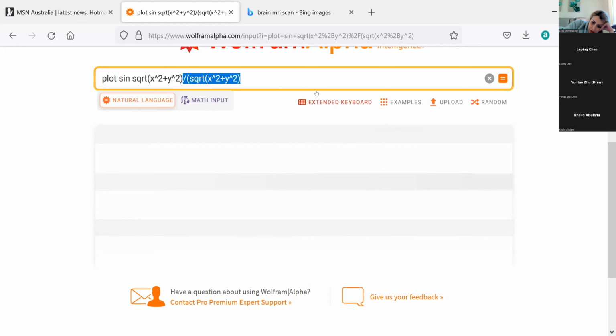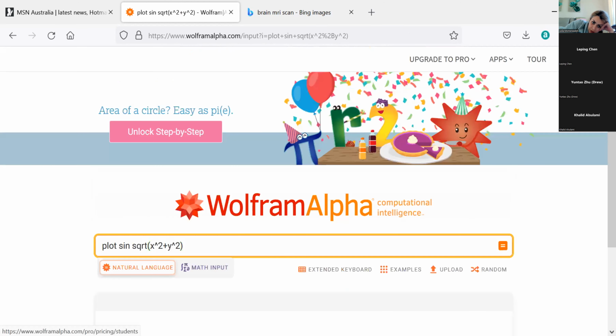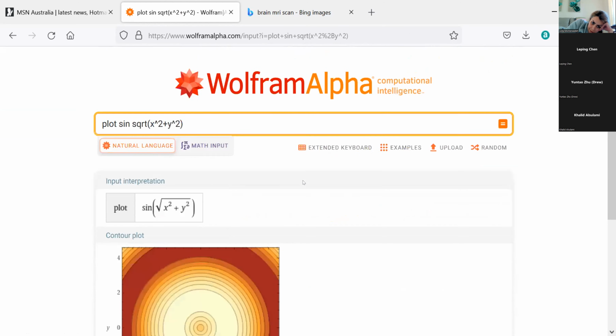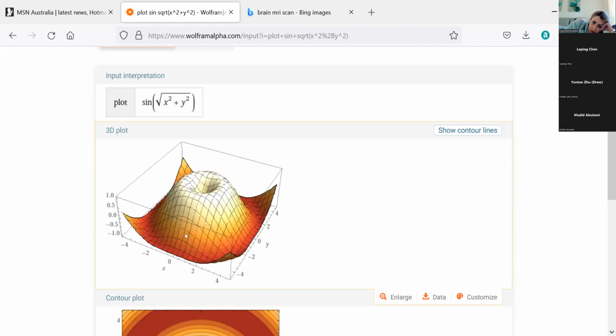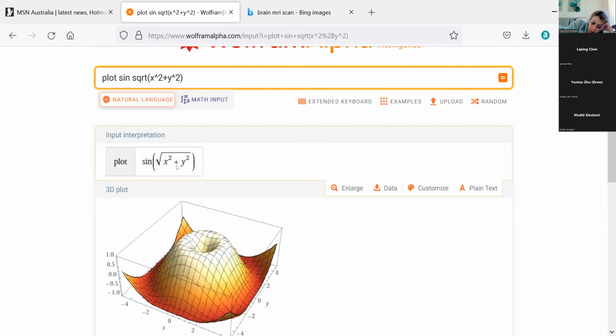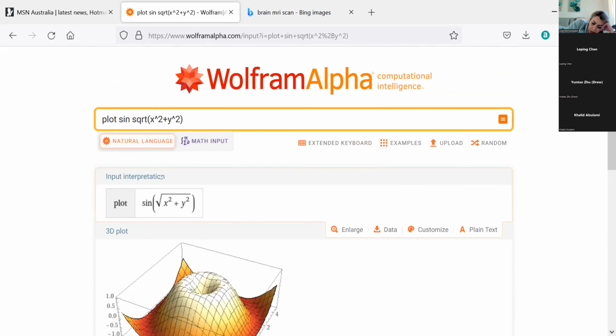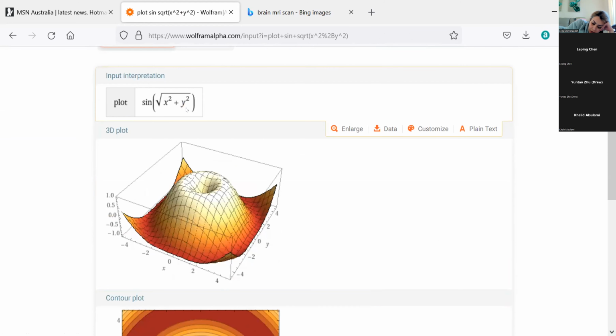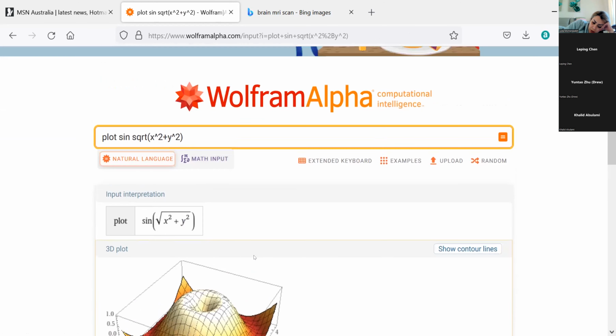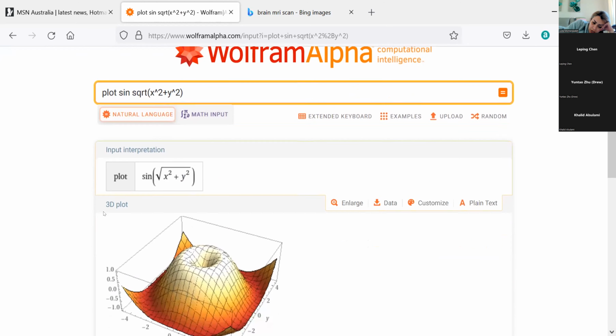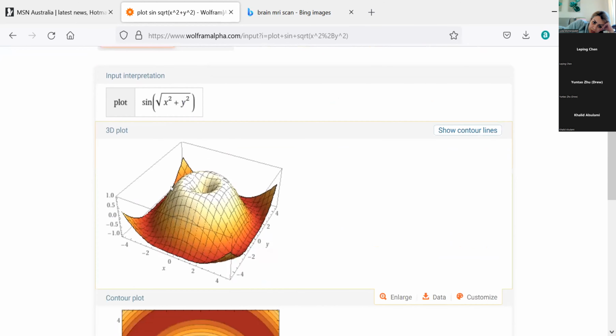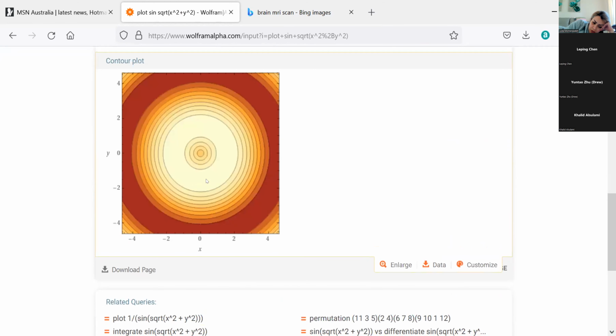I think my internet today is not very good. Make it easier, take less time. Okay. Now, sine of the square root of x squared plus y squared. It looks like you apply sine x and then rotate it around the z-axis. You can see here, it looks like you plot the sine x and then rotate it around the z-axis, and the contour from the top shows you this.